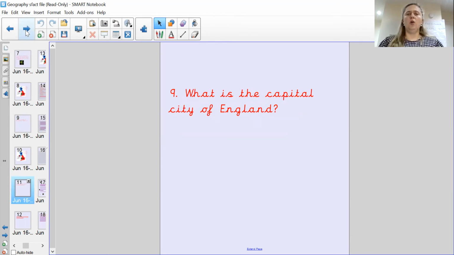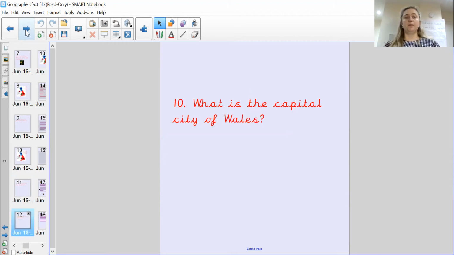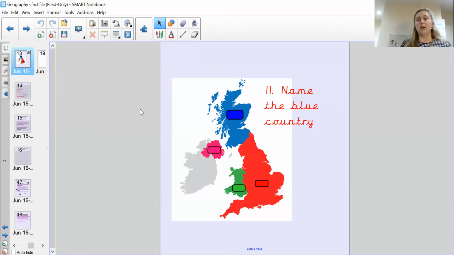Number 9. What is the capital city of England? Number 10. What is the capital city of Wales? And number 11. Name the blue country. Which country is this? Name the blue country.